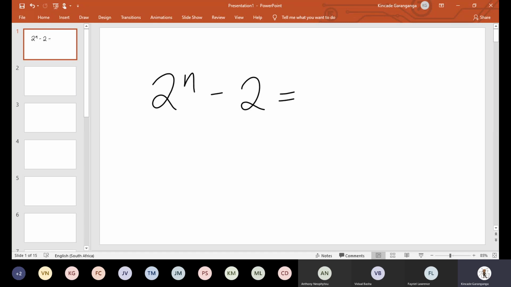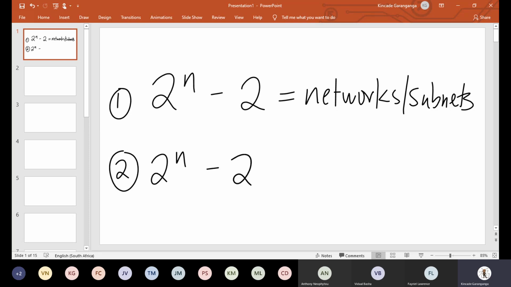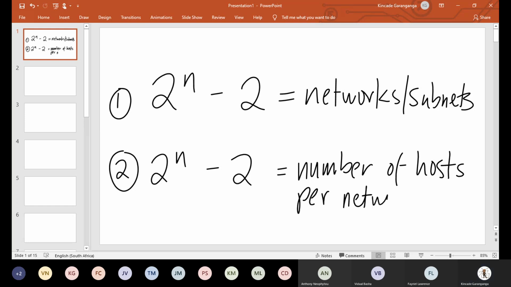This can equate to your networks or your subnets, whichever way you want to look at it. And then let's put this as 1. It's the same formula really, but the second one is equating to something different. So you've got 2 to the power n minus 2 equals the number of hosts, or computer systems, per network. That's the formula that we've got there.